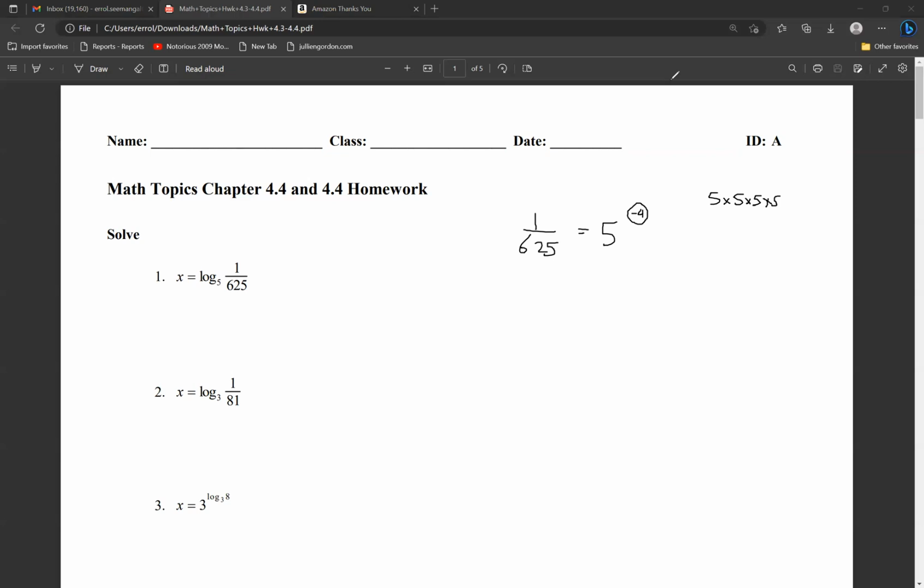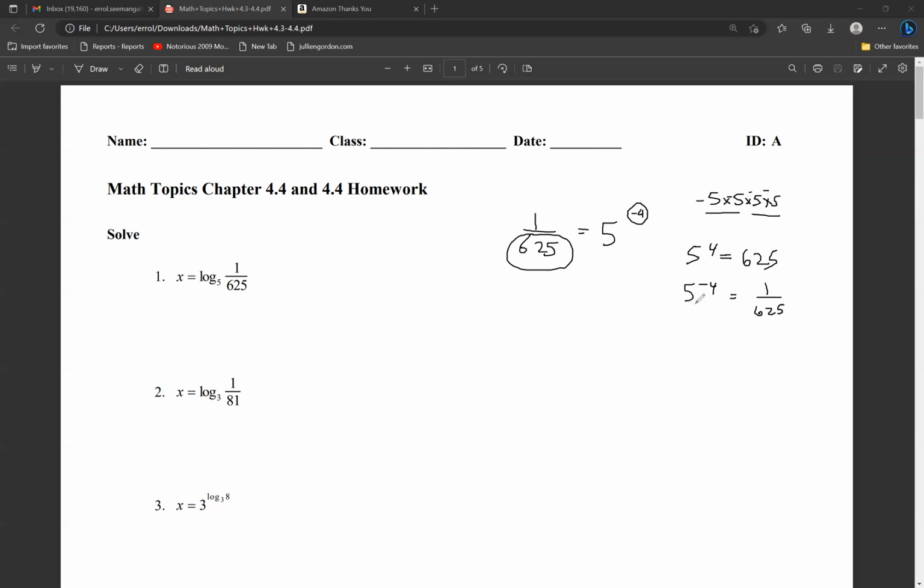So to solve this, I'm just doing 5 times 5 times 5, and the number of times I multiply is the exponent. Yeah, that's this 4 right here. And it's negative because 625 is in the denominator. Right? So if it was 5 to the 4, would you just check 25 times 25 for me on your calculator? Yep, 625. So 5 to the +4 would be 625, and 5 to the -4 would be 1/625.